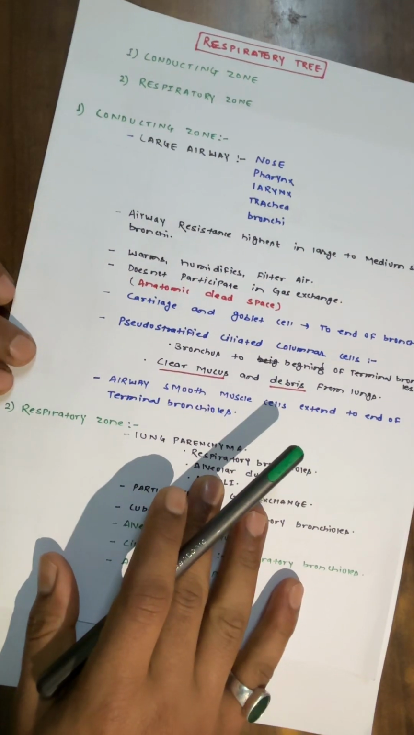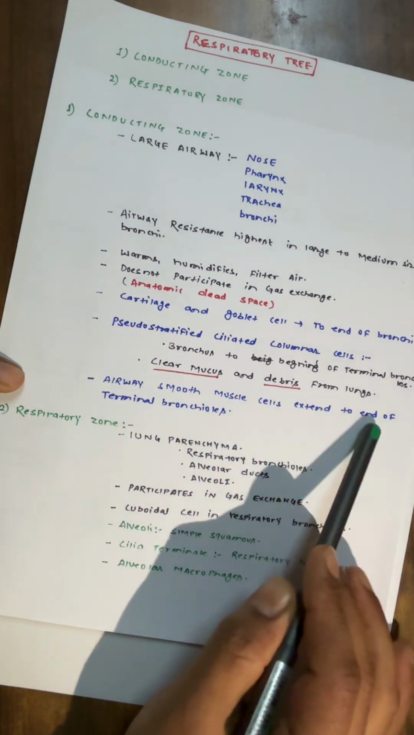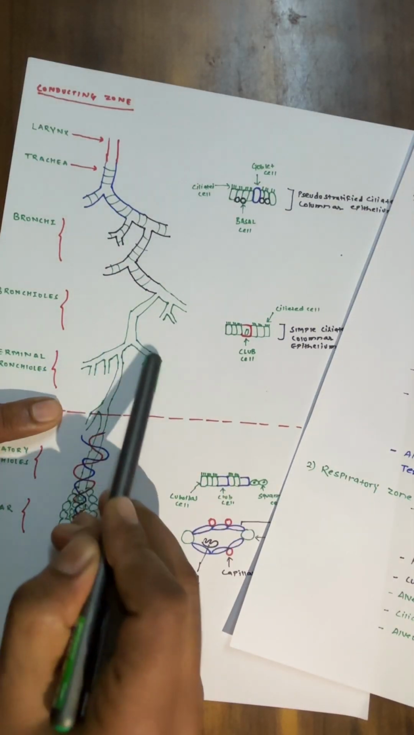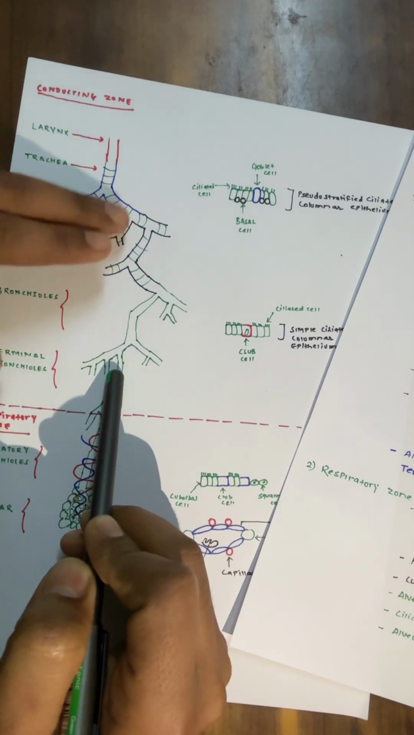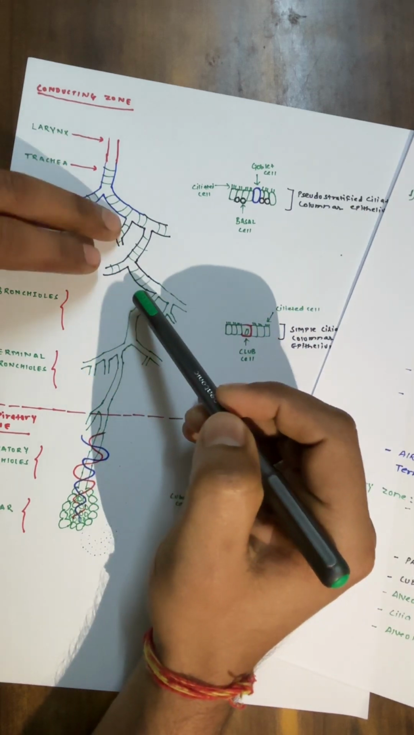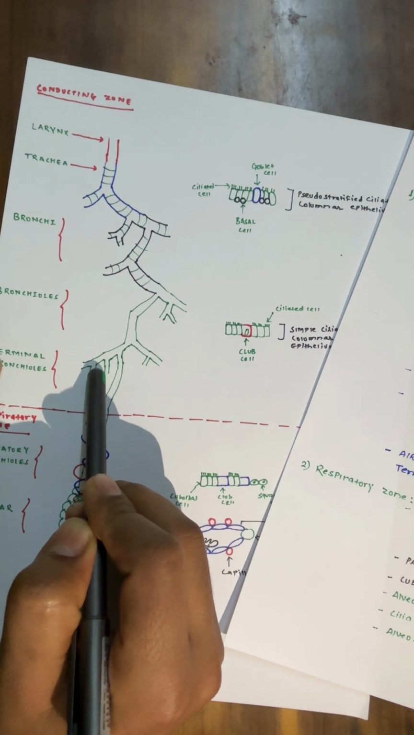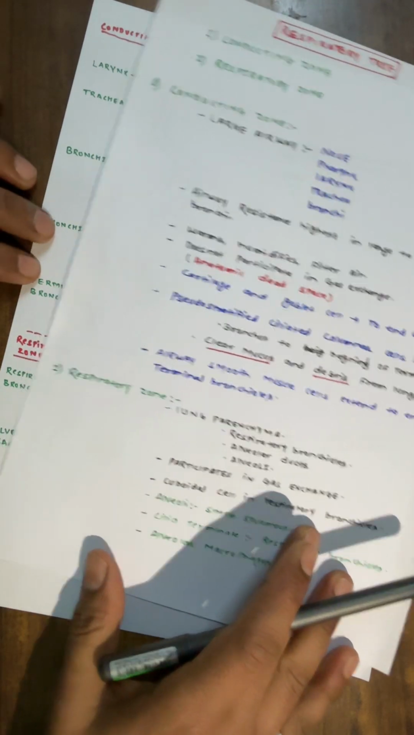Now the third thing is smooth muscle. Airway smooth muscle cells extend to the end of the terminal bronchioles. So you will get pseudostratified columnar cells starting from the bronchus up to the terminal bronchioles, and you will also find smooth muscle cells up to the terminal bronchioles. Now we'll talk a little about the respiratory zone, then we'll discuss this figure in more detail.